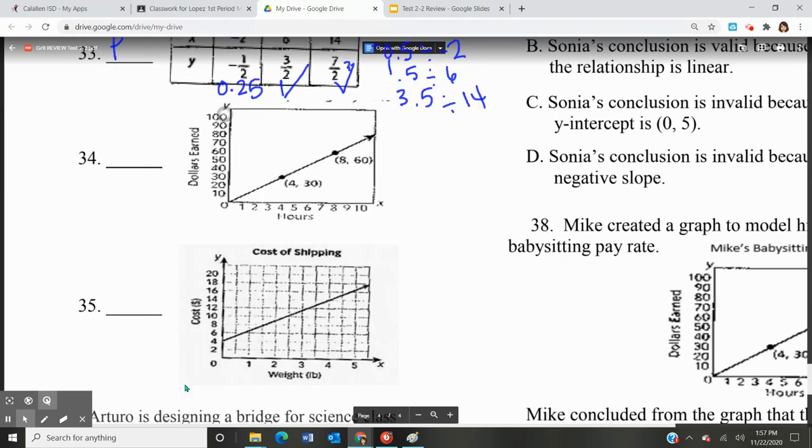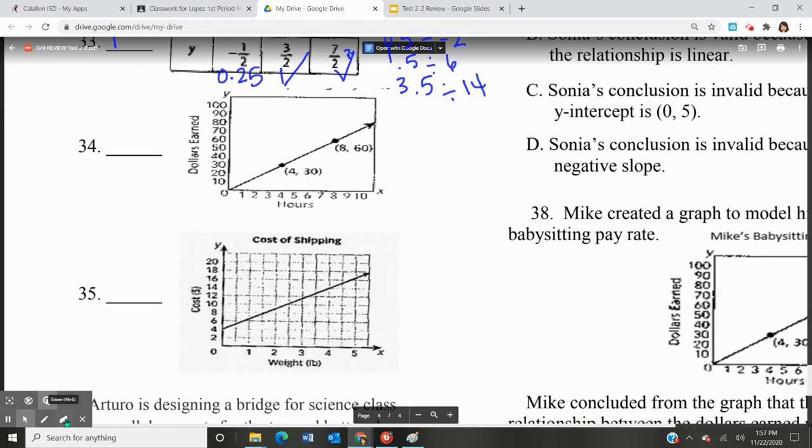Okay, so lastly, we have our graphs. So when we scroll down to graphs, remember, in order for a graph to be proportional, it has to go through the origin. And the origin is here at 0, 0. And it also has to be a straight line. This graph here is a straight line, and it does go through the origin at 0, 0.